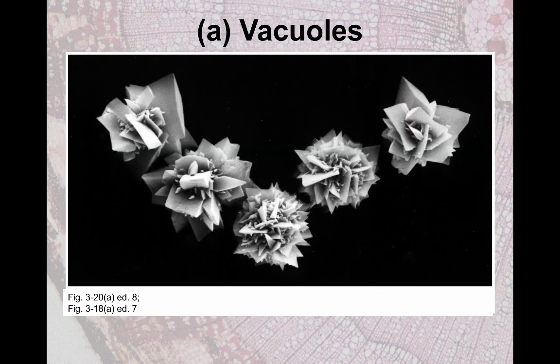Here's some crystals here. These are calcium oxalate crystals, nice and jagged, and so you can kind of think that they perhaps aid in preventing herbivores from munching down on leaves and things like that, and that's true. We're also going to find out a little bit about some other functions later on in the course that are kind of really, really cool.